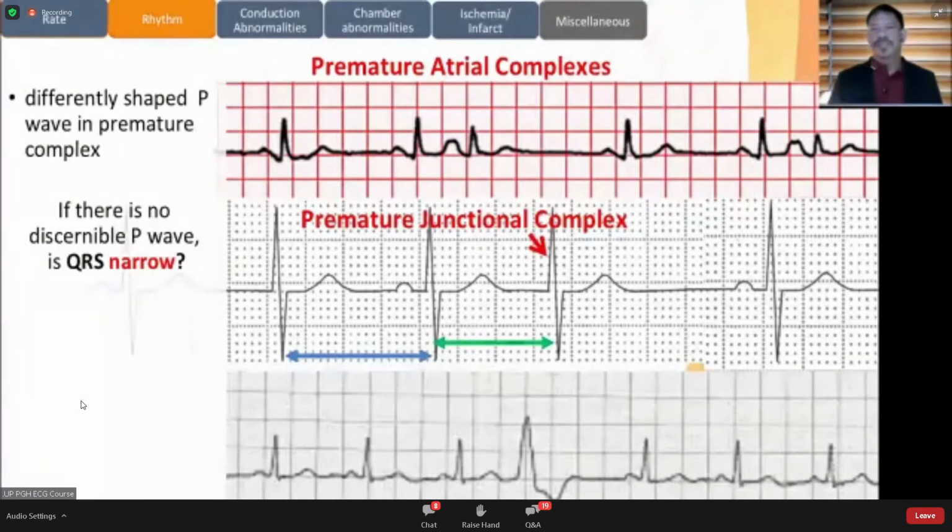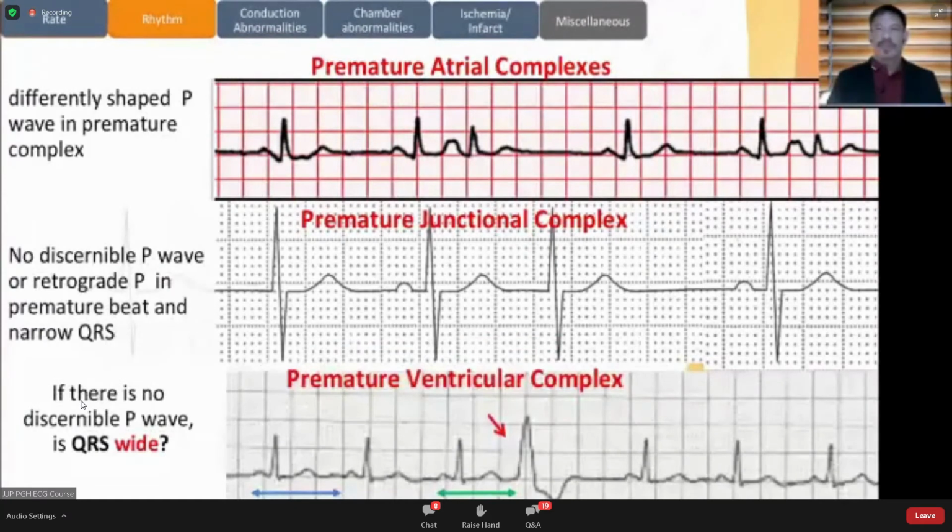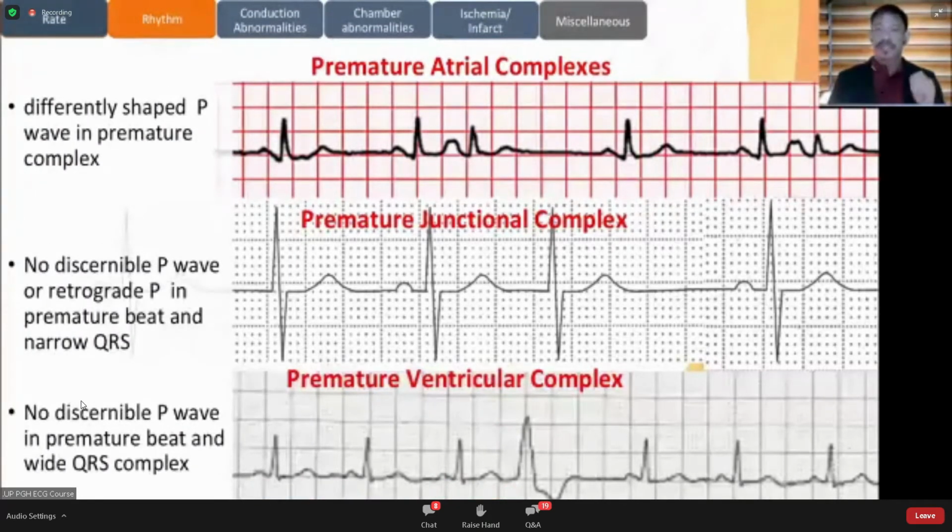Again, if there is no discernible or obvious P, it could be buried or retrogradely conducted. And if the QRS is narrow, then think of premature junctional complex. If the P wave is absent and QRS is wide, then consider a premature ventricular complex. This is the summary of the features of the premature beats.